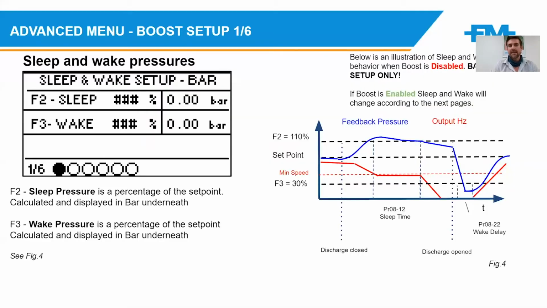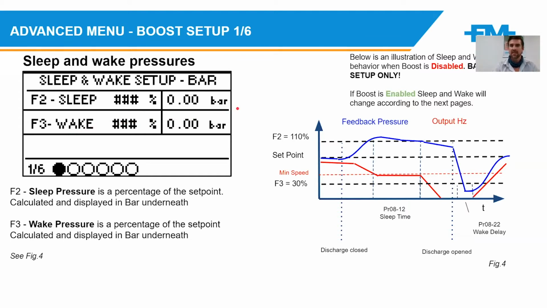Before we get there, let's just have a look at a conventional sleep and wake scenario. Sleep and wake is a pressure percentage of your set point. So 110% of 2 bar would be 2.2 bar, for instance. And the wake percentage similarly is a percentage of the set point as well. So if my wake was set to 50% and my set point was 2 bar, I would wake up at 1 bar of pressure. This is the standard sleep and wake procedure that the drive has in its own parameters.